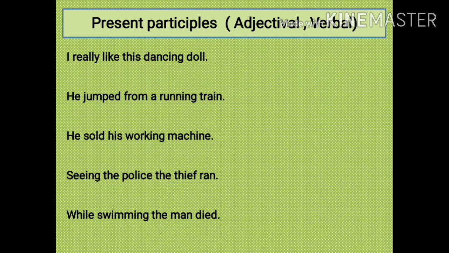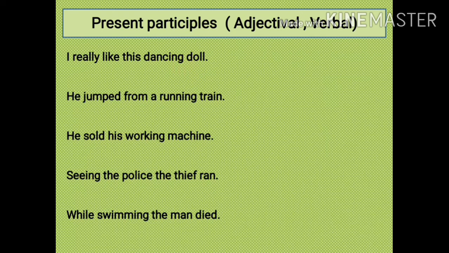In this sentence, we have like as the main verb and dancing. This is the second form of the verb, that is dance plus ing, and we have a noun at the end, doll. The word dancing is describing the noun doll. So dancing is not functioning as a verb but it is functioning as an adjective over here. So this will be an adjectival present participle.